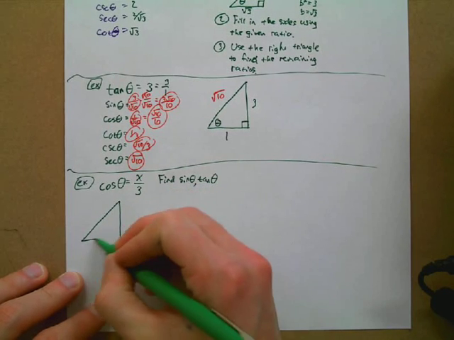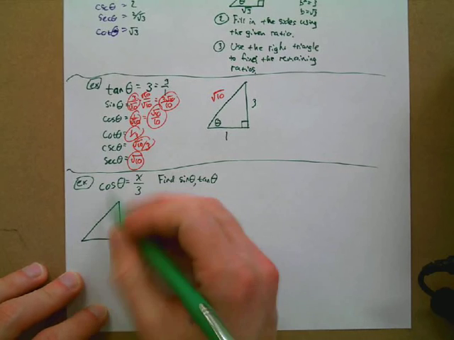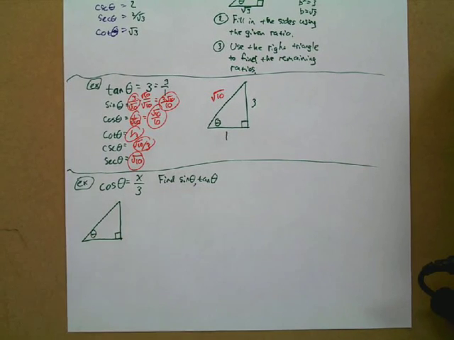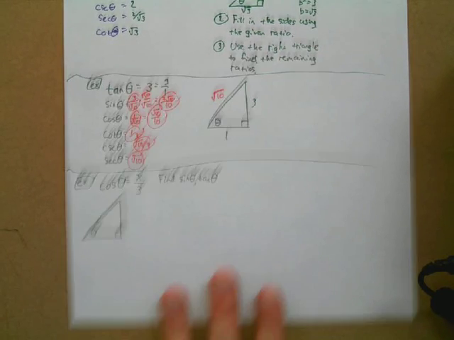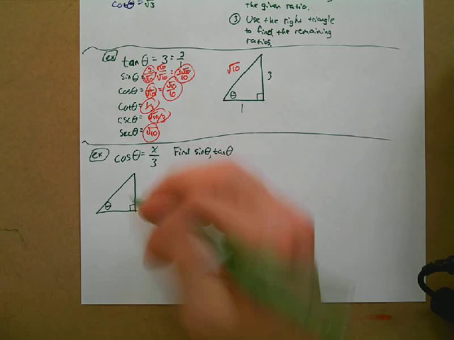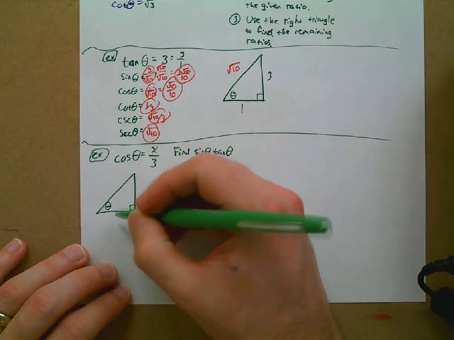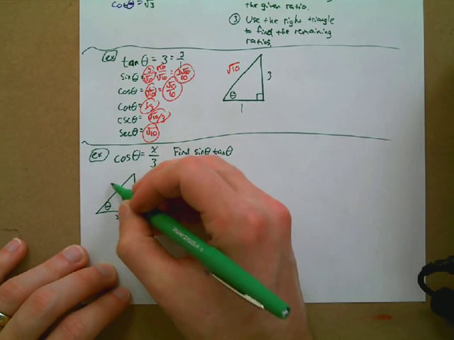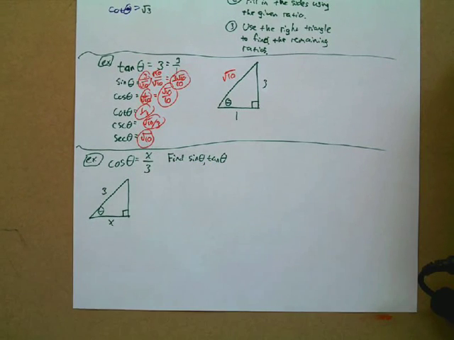Using what we know about cosine, cosine is adjacent leg, so this adjacent leg here, we'll call that x, over the hypotenuse, and we'll say that's 3. And so we need to find that third missing side, because if we want sine of theta, it requires we know the opposite over the hypotenuse. Well, we don't know anything about the opposite leg just yet.